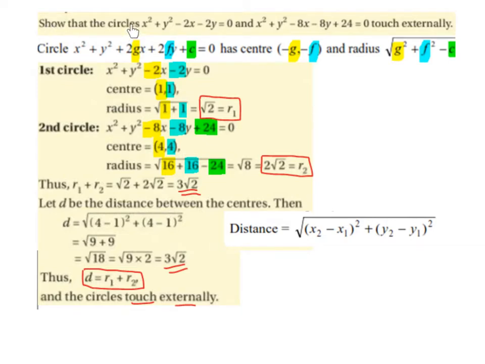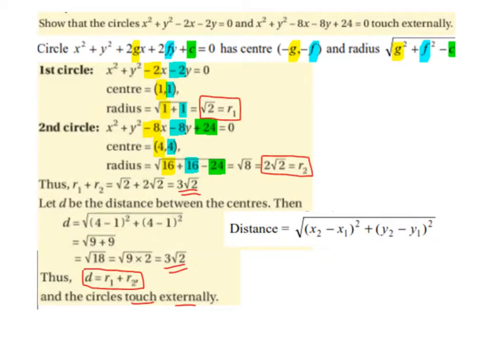Show that the circles x squared plus y squared minus 2x minus 2y equals 0 and x squared plus y squared minus 8x minus 8y plus 24 equals 0 touch externally. So we're going to use this formula, x squared plus y squared plus 2gx plus 2fy plus c equals 0, to find the centre and the radius of each of the circles.